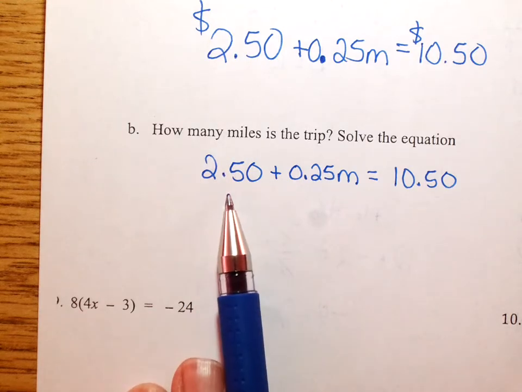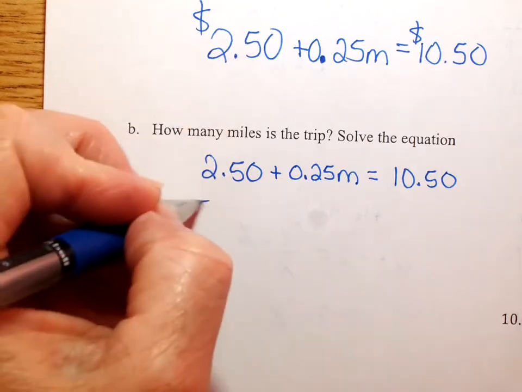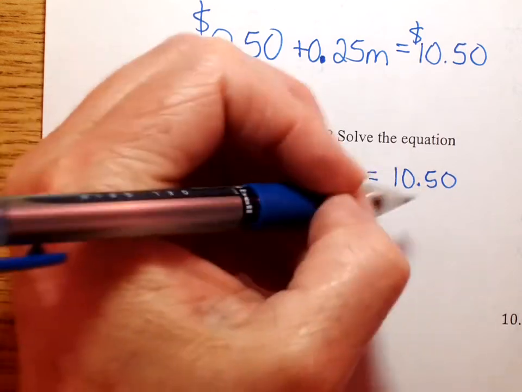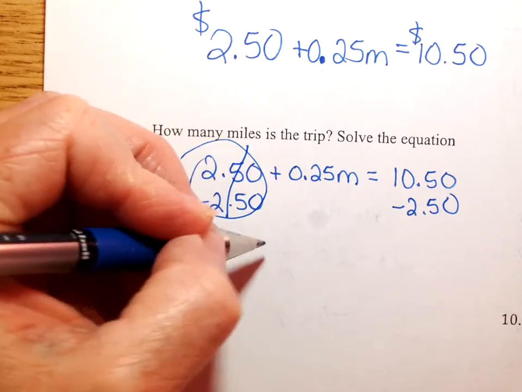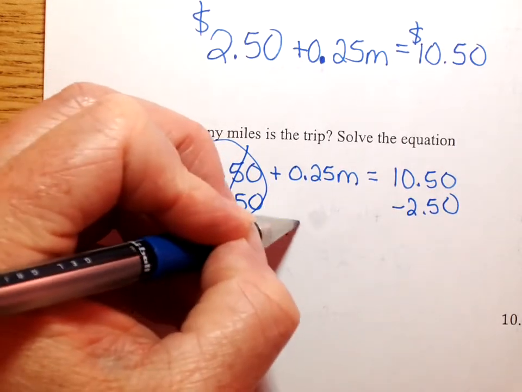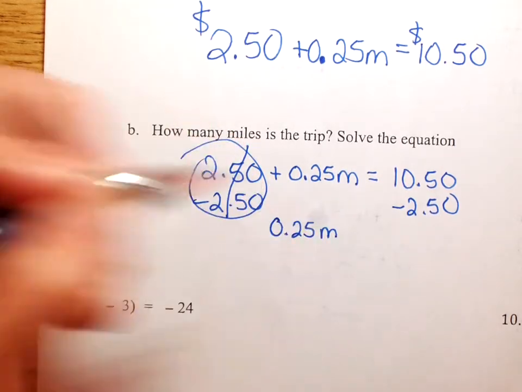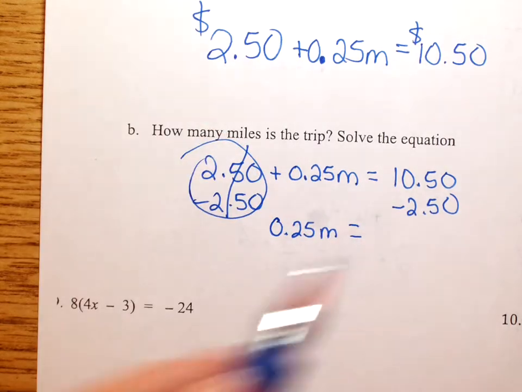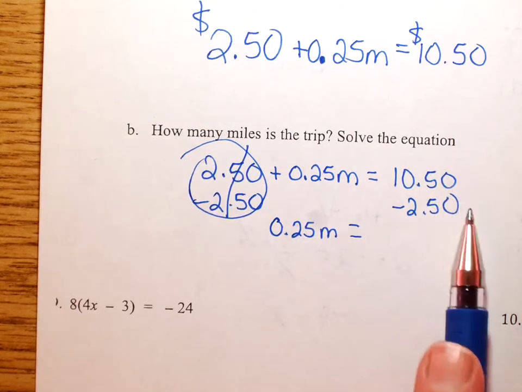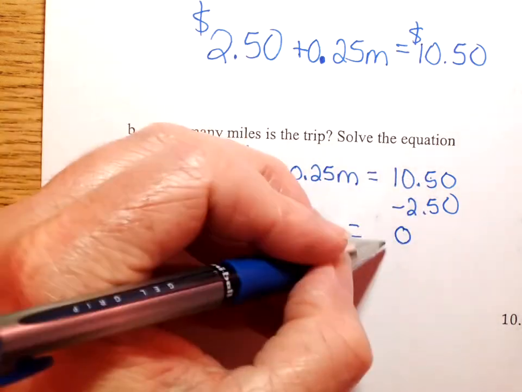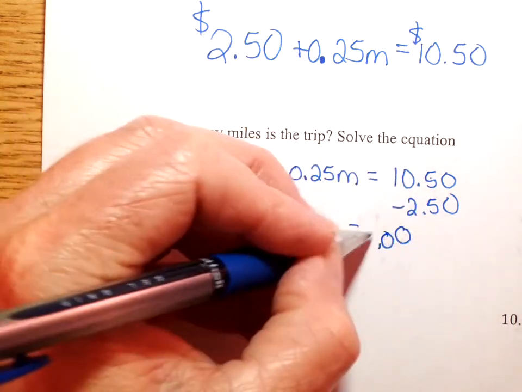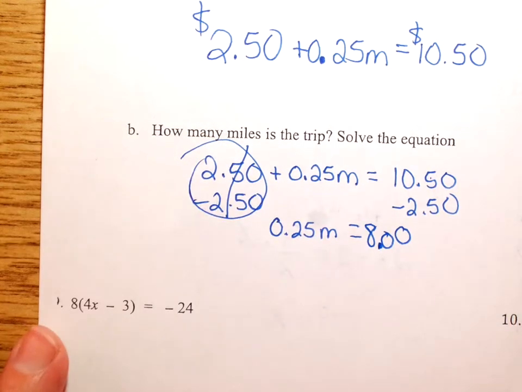So my constant over here is $2.50. I'm going to subtract that first from both sides. These cancel. I'm left with 25 cents times M is equal to, so 50 cents, those cancel, right? 0 minus 0 is 0. 5 minus 5 is 0. 10 minus 2 is 8. So I've got $8.